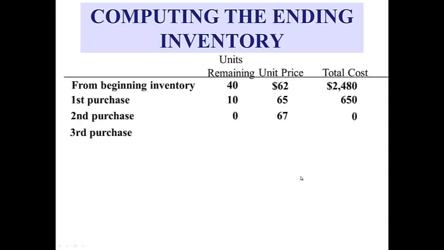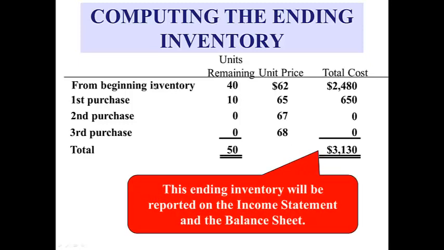Okay, our ending inventory is from our oldest units. So we had 40 from beginning and 10 from the first purchase, which total up to $3,130.